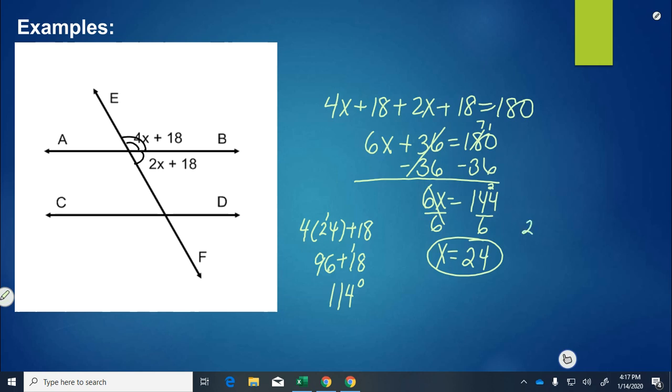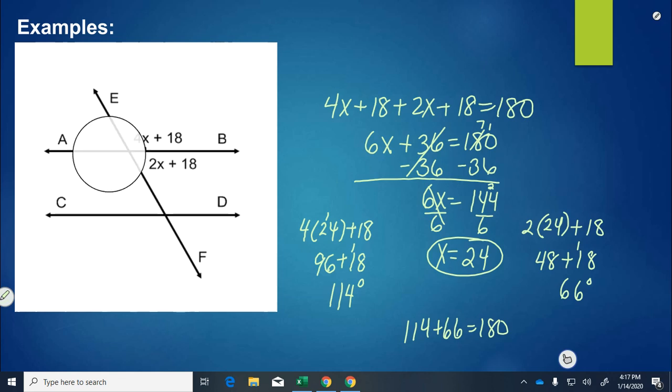Then we have 2 times 24 plus 18. That's 48 plus 18. 8 and 8 makes 16, carry the 1. And 4 plus 2 more is 6. So that's 66 degrees. And luckily, 114 plus 66 equals 180, so I didn't make a mistake there.